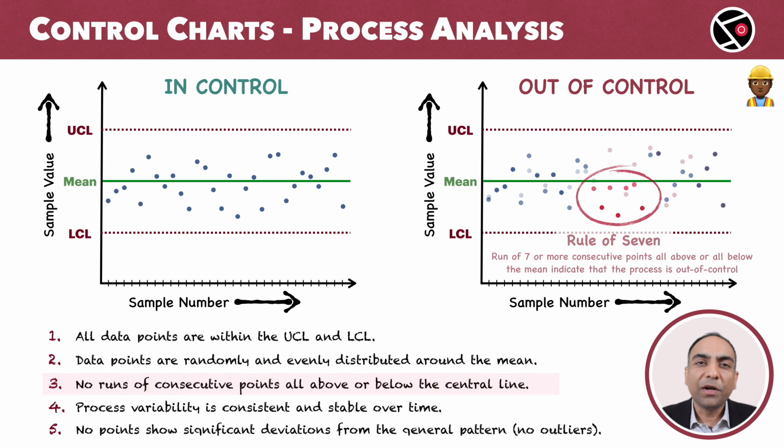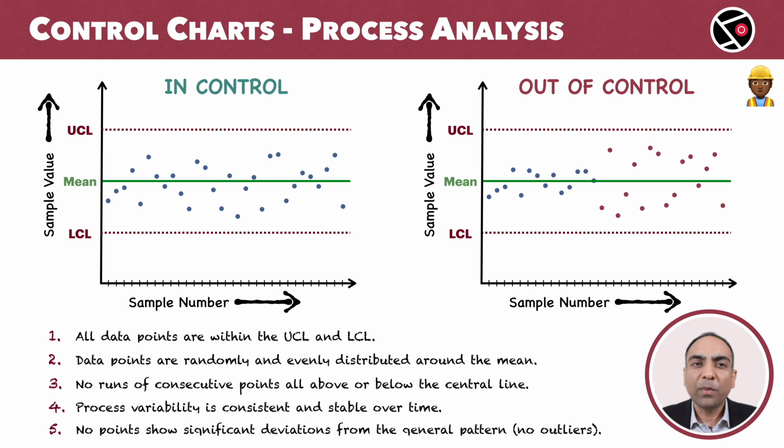Moving ahead to condition number 4. Process variability is consistent and stable over time. This is true for the control chart on the left. The variation or the spread of the data points across the mean is consistent. But for the control chart on the right, the change in the spread of data points is visible, narrow initially and broader later. This is a sign of potential issues with the process.